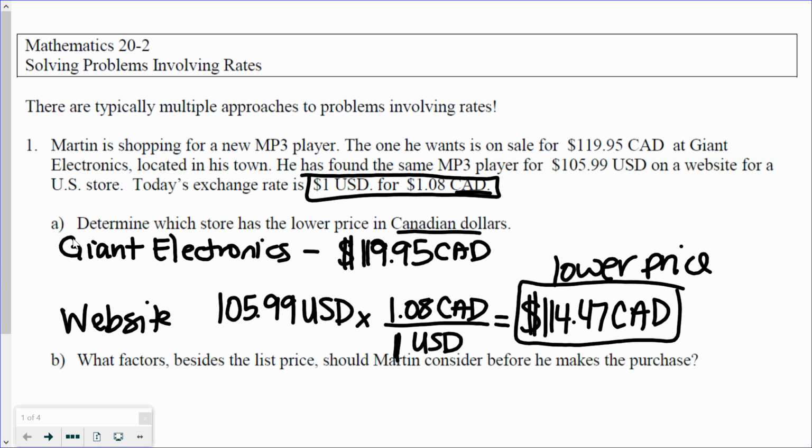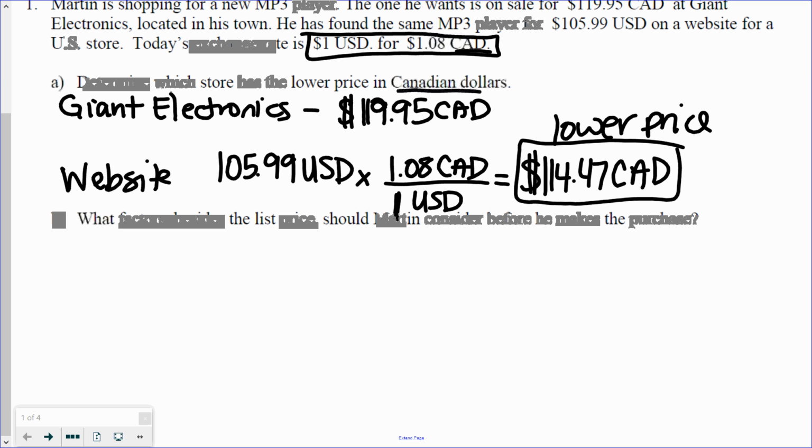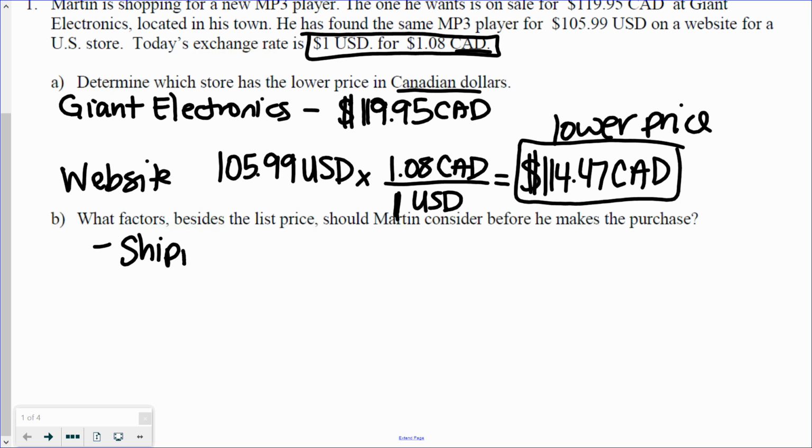So next question is just kind of a thinking question. What factors besides the list price should Martin consider before he makes the purchase? So what other things? Yeah, it's $5.50 cheaper. So what else should he consider? So things like when you're buying something from the States, there might be shipping costs, right? It wouldn't really be worth it if shipping was $10 because then you're paying $124.